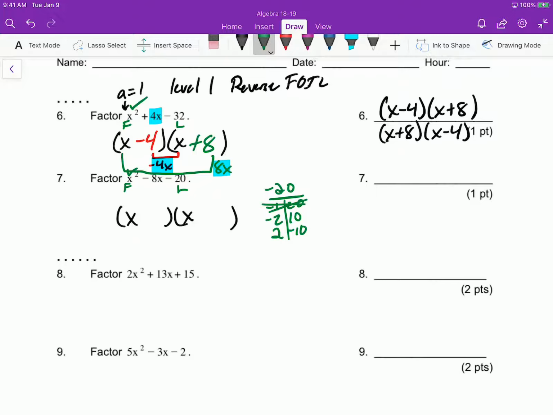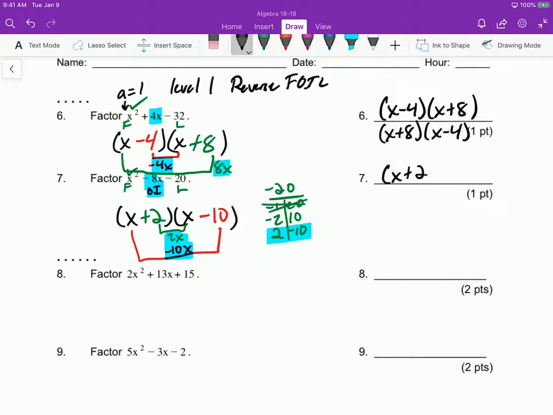2 and 10 are 8 away from each other, and I need it to be a negative 8, so it's going to be that one this time. So it's going to be a positive 2 and a negative 10. And again, I'm just going to 100% check my OI here, the middle of the FOIL. So on the outside, I would get what, negative 10x. On the inside, I'd get positive 2x. And those would combine to make negative 8. Negative 10 plus 2 would be negative 8. So, yep, double check. That's the right answer.